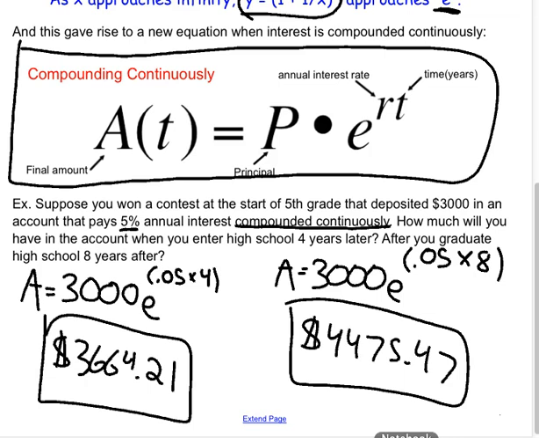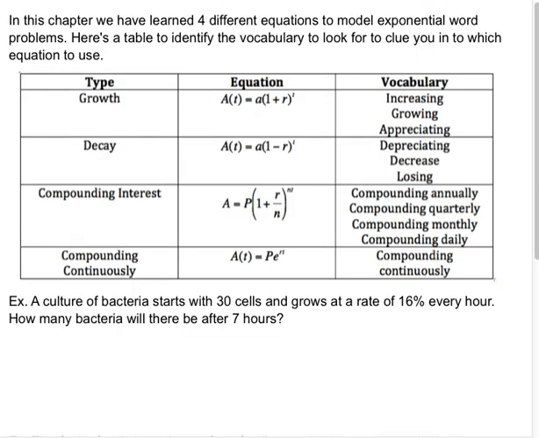I'm going to take a little bit of time because I don't think you need much more practice with that. Let's take a little bit of time to discuss where we've been in this chapter. In the past 3 sections, the past 3 days, we've talked about growth, decay, compounding interest, continuously compounding interest. Each of them has a slightly different equation that calls for slightly different vocabulary. So I've made a nice little graphic organizer, organizing the different equations with some of the vocabulary to look for.